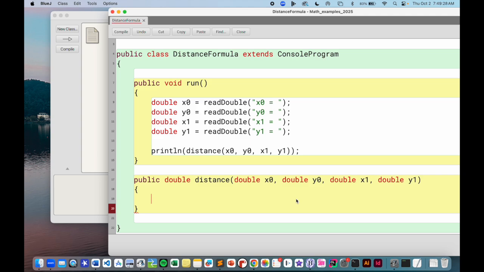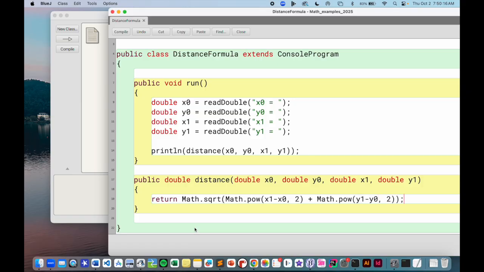So what's the distance formula? It's the square root of x1 minus x0 squared plus y1 minus y0 squared. I think we can do this in one line. Since the word here is not void, that means I need that special word return. And again, we're practicing our math skills. So let's do Math.sqrt, Math.pow, x1 minus x0, that's taken to the second power, plus Math.pow, y1 minus y0, taken to the second power.